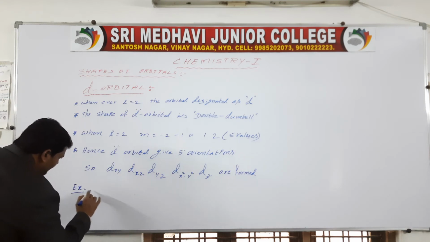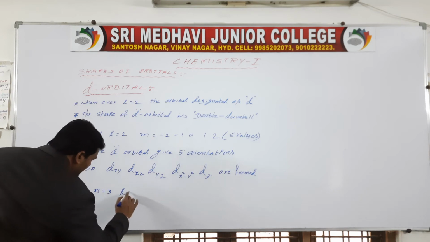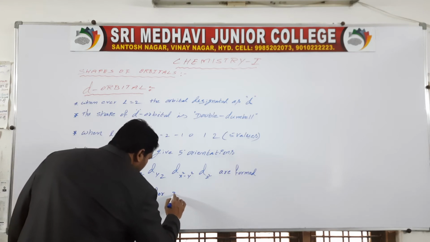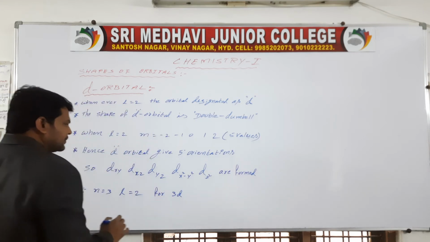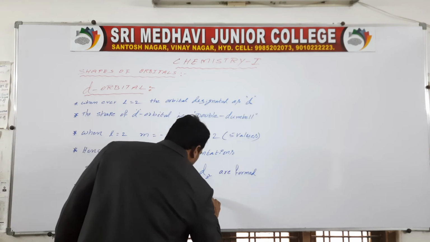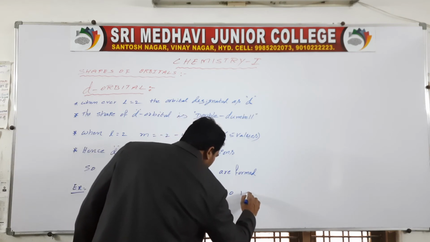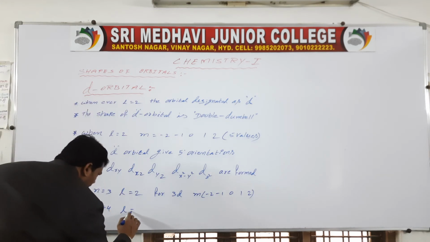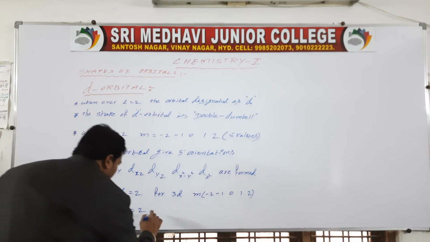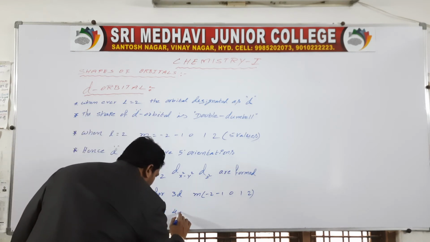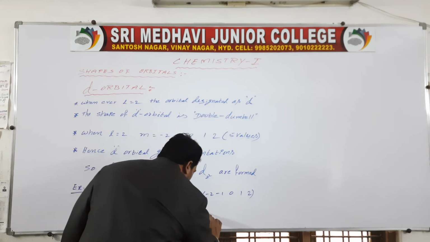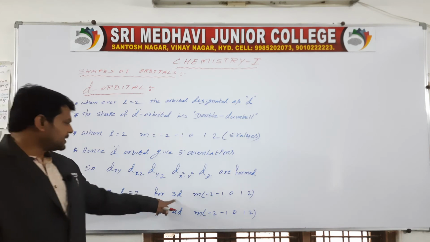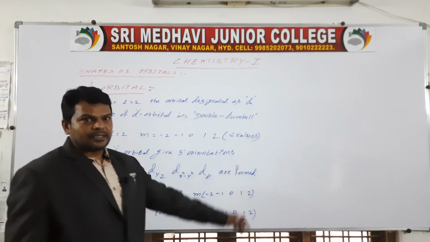Example, n is equal to 3, l is equal to 2 for 3d. So m values are -2, -1, 0, 1, 2. N is equal to 4, l is equal to 2 for 4d. So m is -2, -1, 0, 1, 2. So it is like this for 3d and 4d.